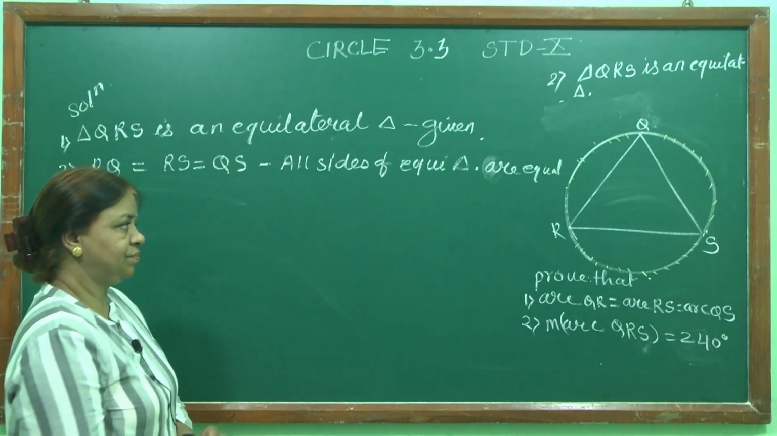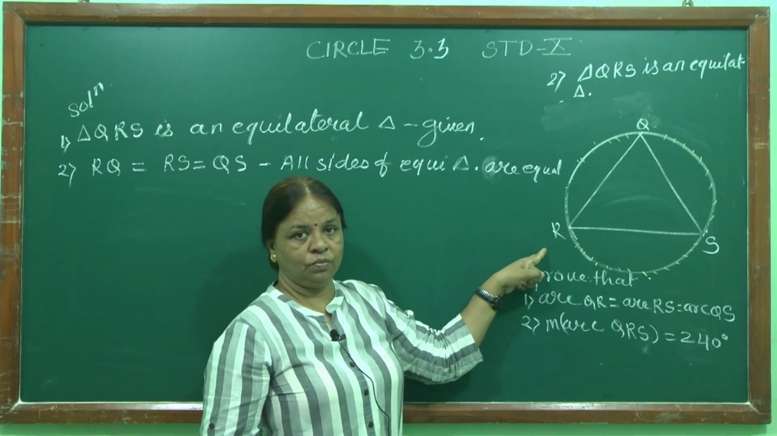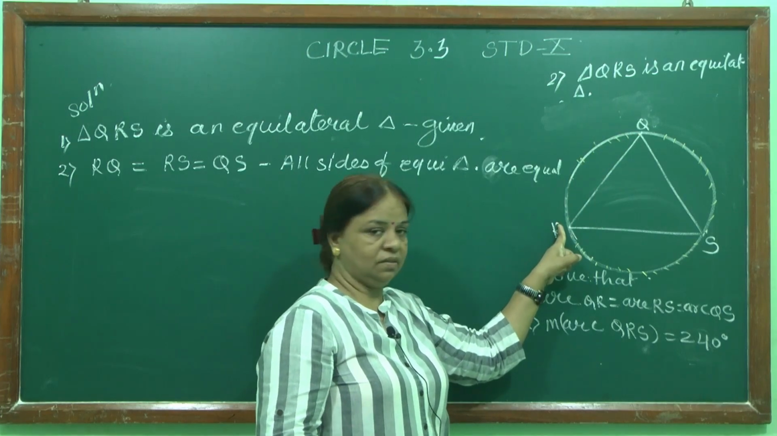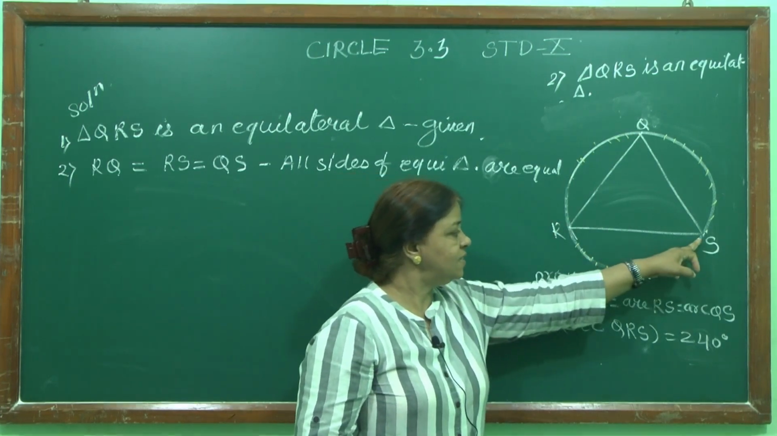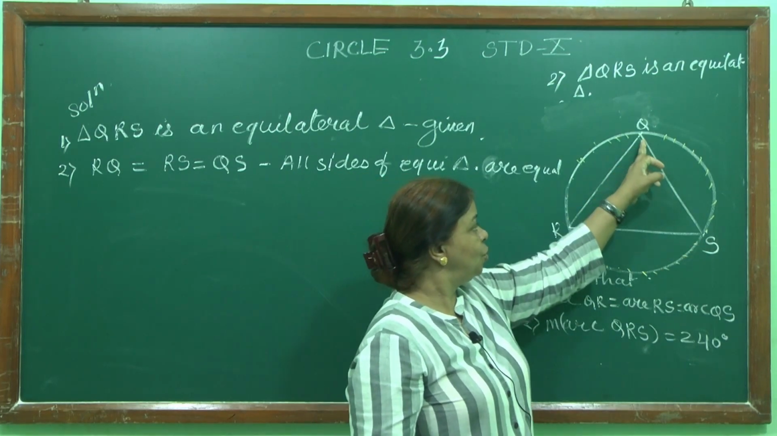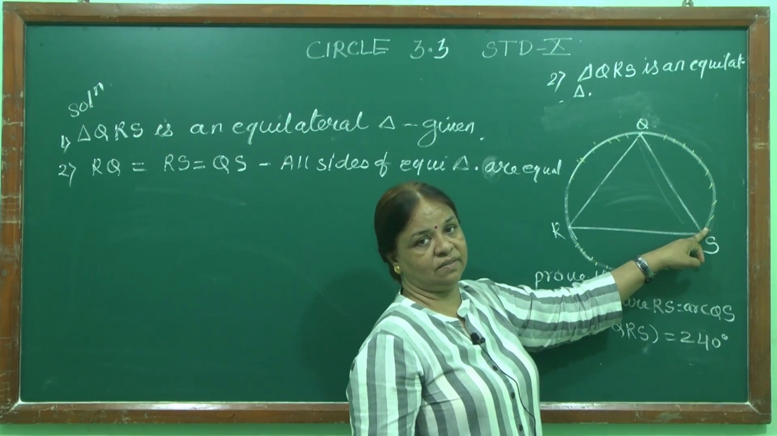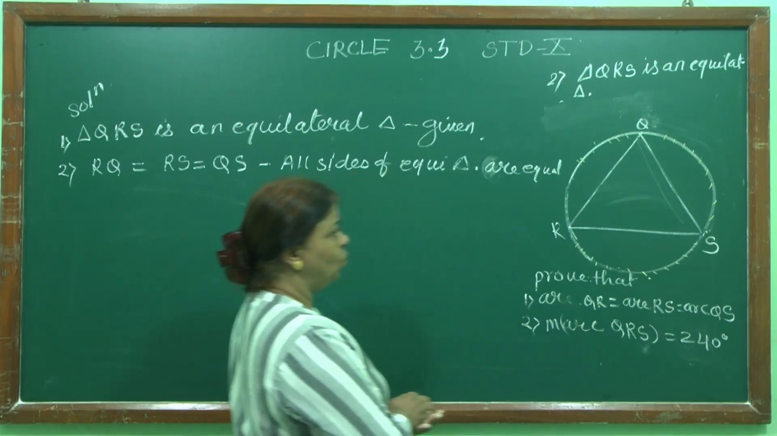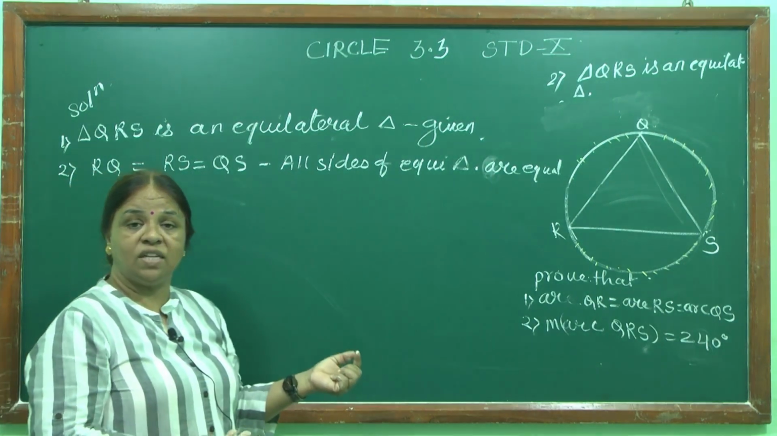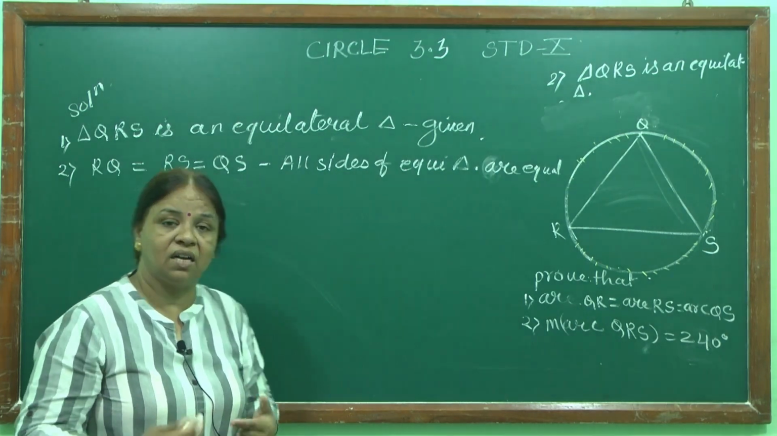Now see here, RQ is intercepting which arc? QR. RS is intercepting which arc? RS. QS chord is intercepting which arc? Arc QS. So all the chords are equal, and we have done the theorem: if the equal chords intercept, equal chords subtend equal arcs.